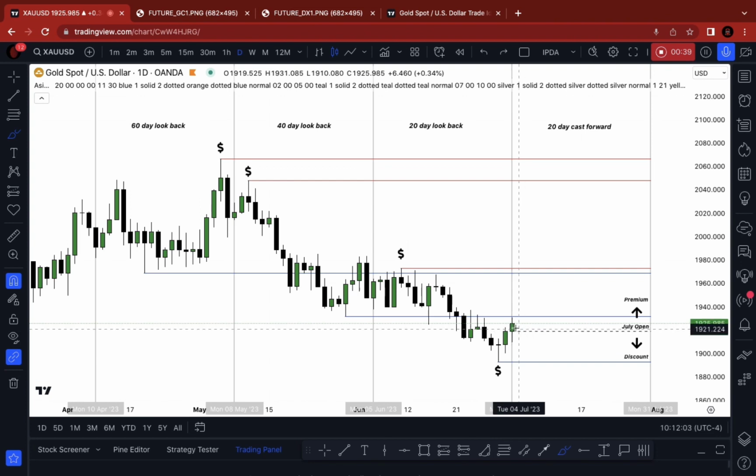Here, we can see I'm using IPDA data range, so we're not going to waste any time. I look back 20 bars, 40 bars, 60 bars. I find the highest high and lowest low in each one of those quadrants. You can see I have dollar signs above the highs that are unbroken and dollar signs under the lows that are unbroken. That's going to be my buy side. And that's going to be my sell side.